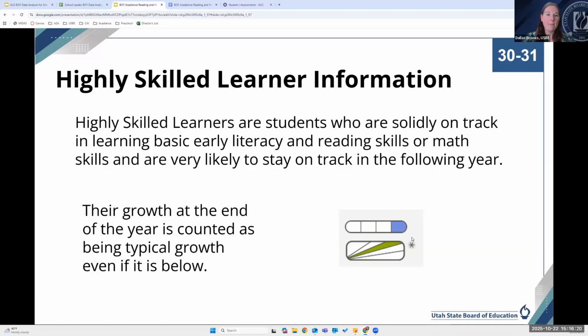These students, if they make below or well below typical growth, they are still counted positively as being typical because they are a highly skilled learner. So just keep that in the back of your mind when you start looking at your middle of year data for your students who are highly skilled learners.